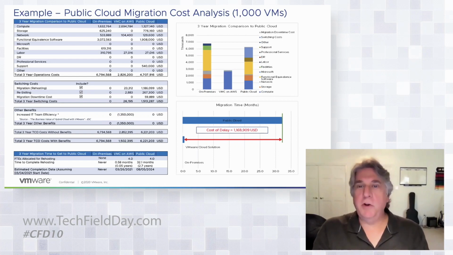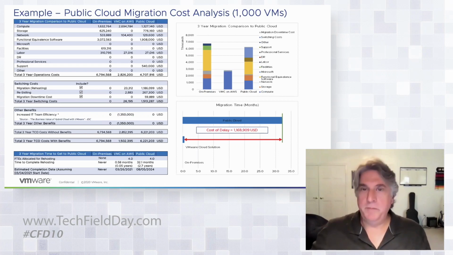Okay, so it gives you a ballpark idea of what these numbers would be.